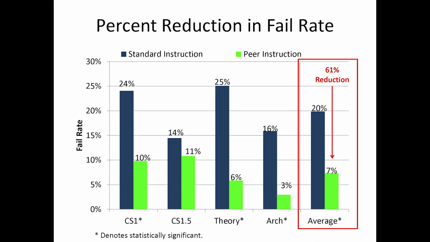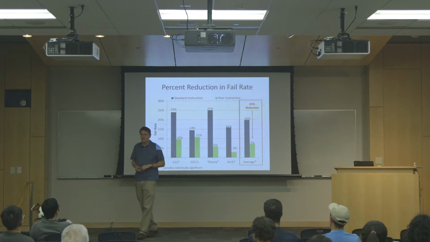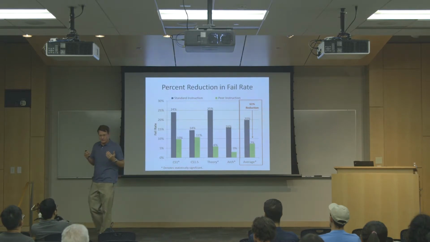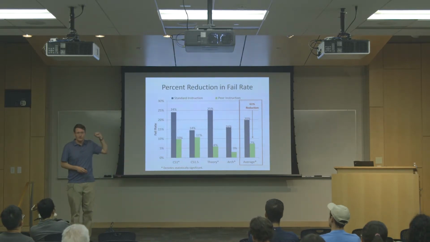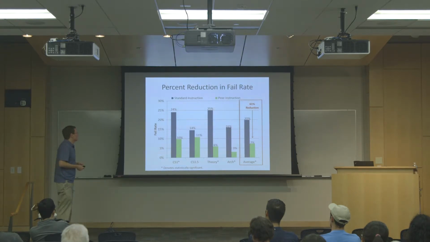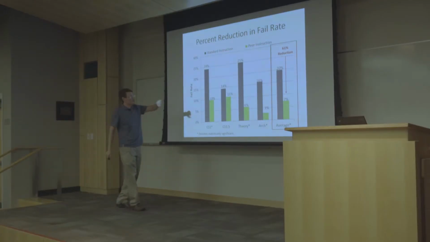What we found was actually pretty remarkable to us. So these are the 4 classes that we studied. We saw a statistically significant drop in failure rates for all except for CS 1.5. I'll talk about that in just a second. And on average, we saw a reduction from 20% to 7% in fail rates. This is good for students, right? You want fewer students failing the classes, but it's also good for the institution, because a failed student is a student who retakes the class. That hurts our throughput in terms of the number of students who can get through our courses. So overall, this is a large reduction.